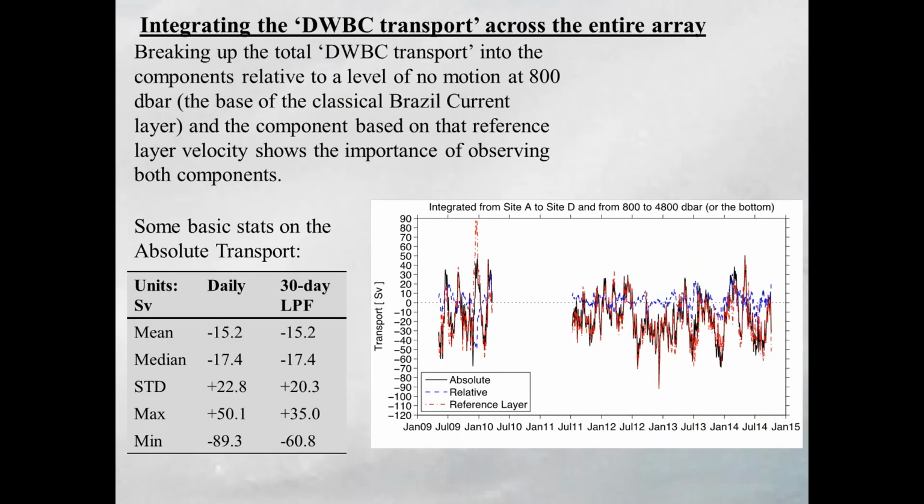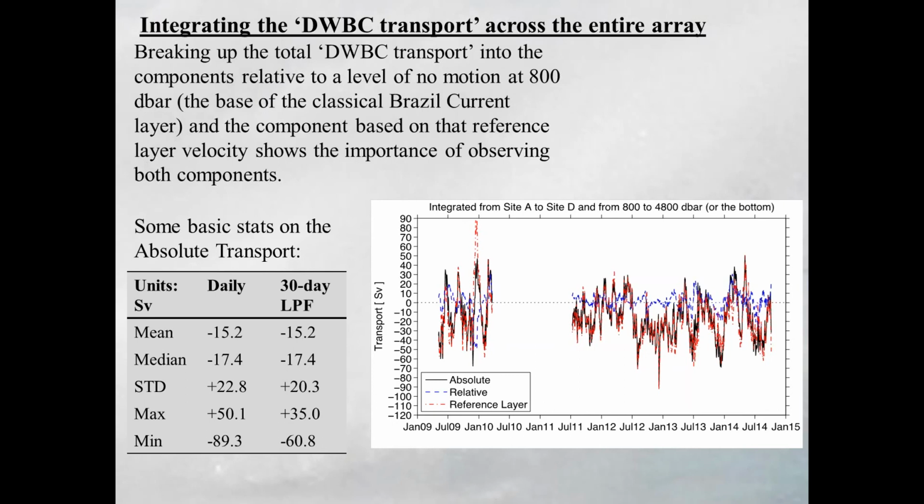So, getting back to variability, therefore. This black line here is the time series of absolute transport now integrated from site A to site D, so that's across the entire array, and between 800 and 4,800 decibars, or the bottom, where the bottom is shallower than 4,800. So what you can see is it's highly variable. You can see over in the left there, the maximum and the minimum are 140 sverdrups apart roughly. So it's highly variable flow in this area.